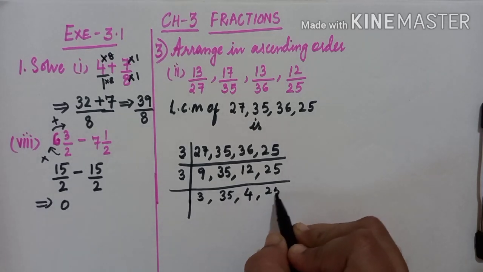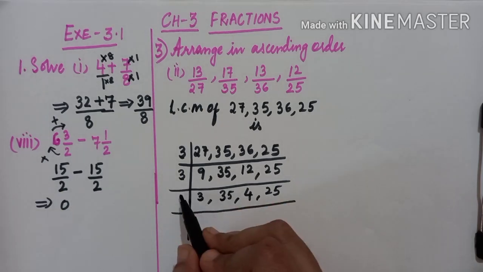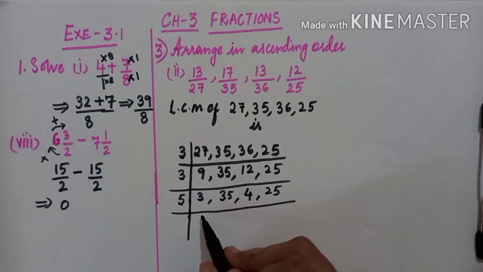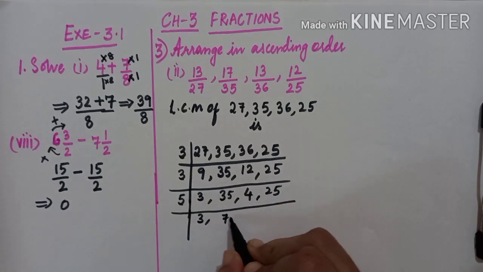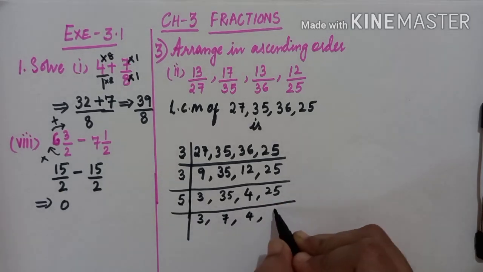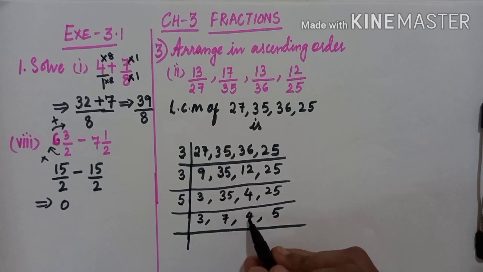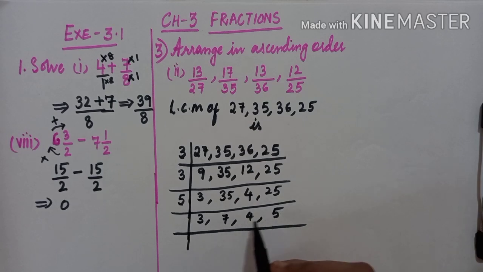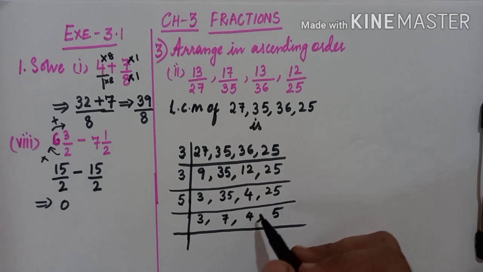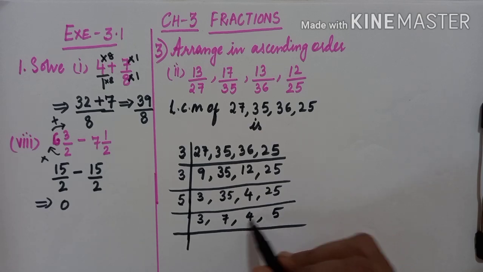Then 25, keep it as it is. Then after that 35 and 25, let us do with the 5 table. So 3 as it is, then 5 7s are 35, 4 as it is, 5 5s are 25. Now 3, 7, 4, 5, nothing will come in the same table. 3 will come in the 3 table, 7 will come in the 7 table, 4 we will do with 2 also. We have to just stop until here.